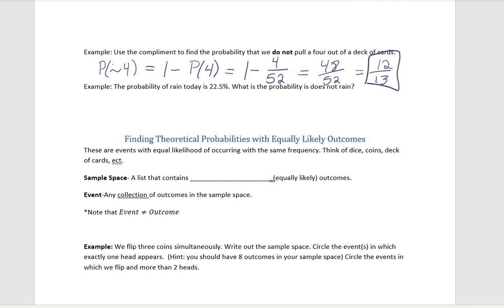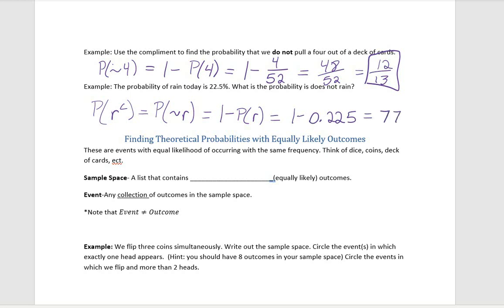A more realistic example of when we would do this would be, well, if the probability it's going to rain today is 22.5%, what's the probability it doesn't rain? Well, the probability that it doesn't rain, so the complement, which you could also write as doesn't rain, is going to be 1 minus the probability that it does rain, which would be 1 minus 0.225, okay, which would give us a 77.5% chance that it will not rain.